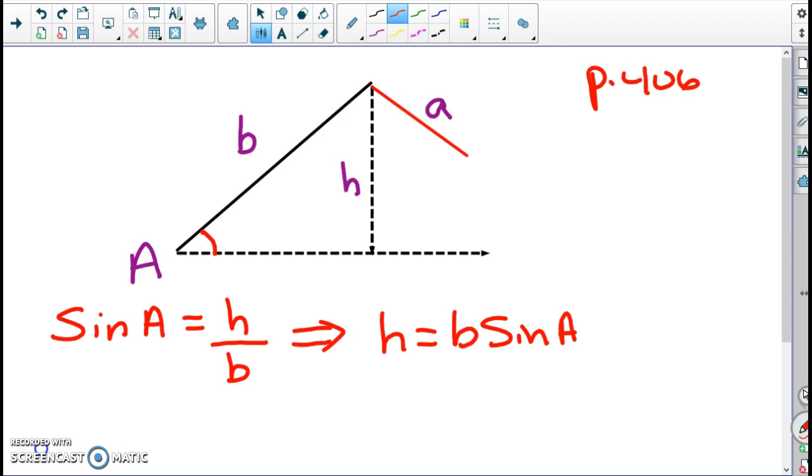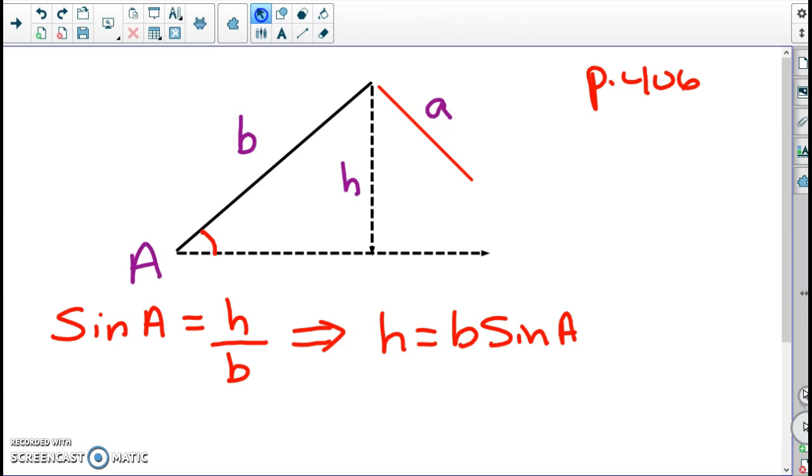And it says, any two angles and a side determine a unique triangle. However, if two sides and the opposite angle are given, then three possible situations can occur. And we're going to go over those here with our handy-dandy little swing A. In the box on page 406, it says, consider a triangle in which you are given side A, side B, and angle A.